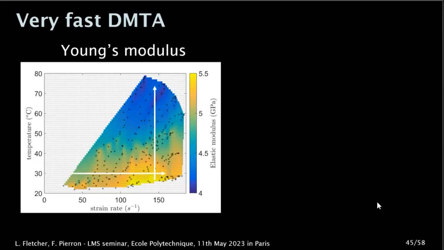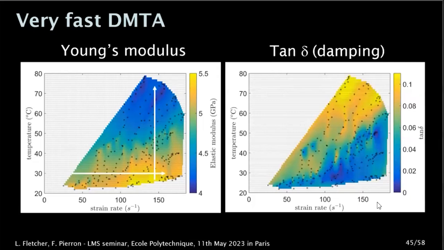You have the impression that there's a variation along the strain rate. If you do an uncertainty analysis, it's not so clear. But this is something we would need to improve with improved measurements. The tan delta, same thing. You can see a very clear increase of tan delta with the temperature. With strain rate, it's much less clear.